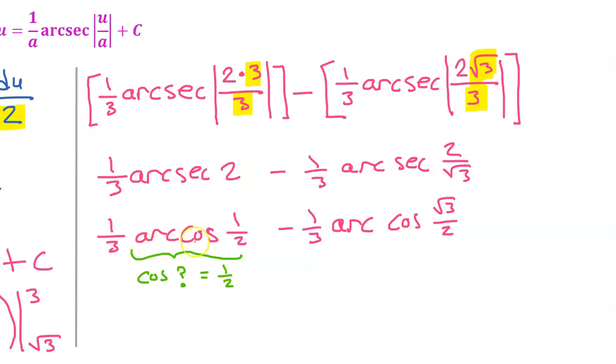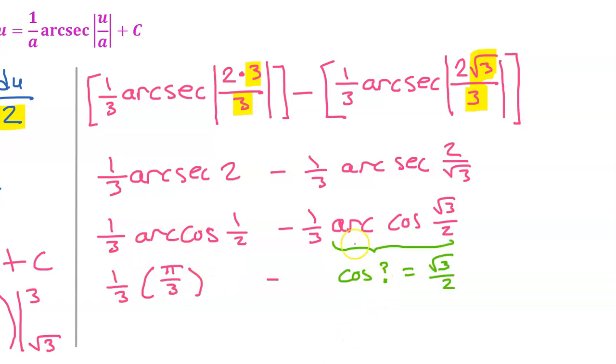When you evaluate an inverse trig function, you sort of think about it this way. The arc cosine of 1/2 is the answer to the question, cosine of what angle is equal to 1/2? We know that the cosine of pi over 3 is equal to 1/2, so this has a value of pi over 3. To evaluate this one, ask yourself, the cosine of what angle is equal to radical 3 over 2? We have memorized that the cosine of pi over 6 is radical 3 over 2, so the value of this inverse cosine is pi over 6.